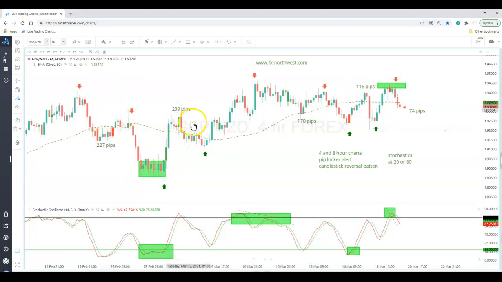and all these trades were taken, and the alerts that you see without number of pips were the ones that I missed.